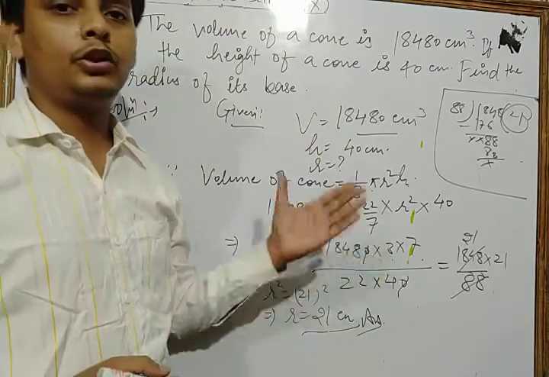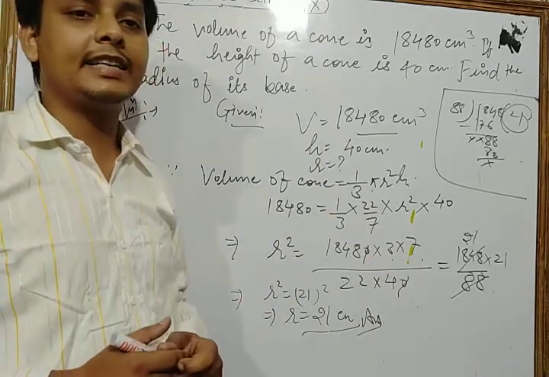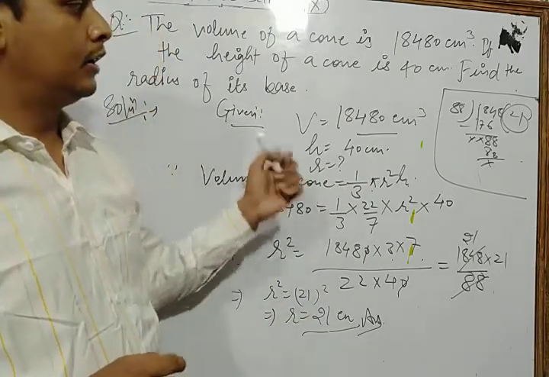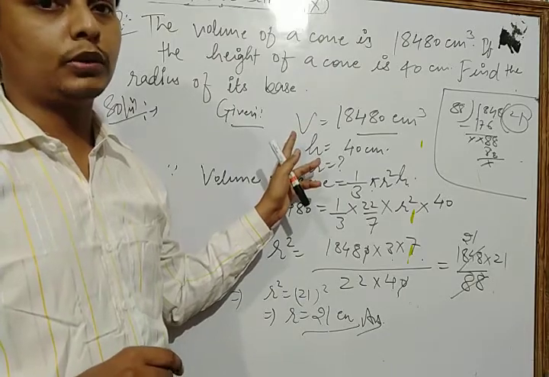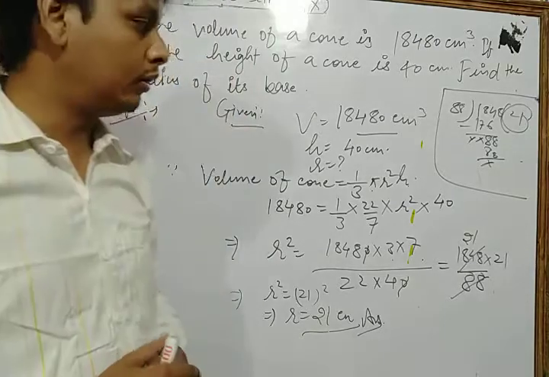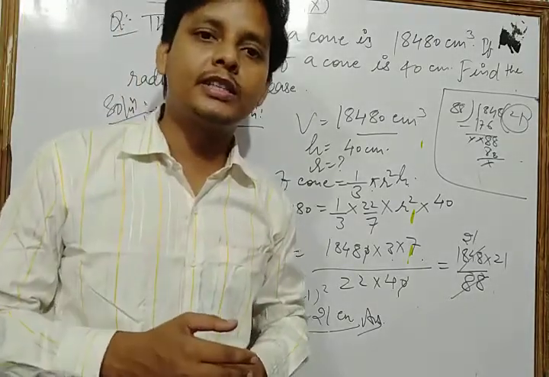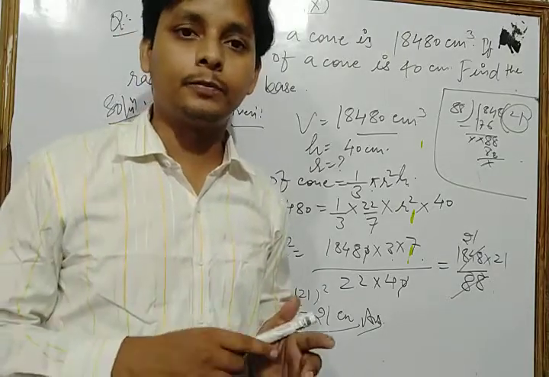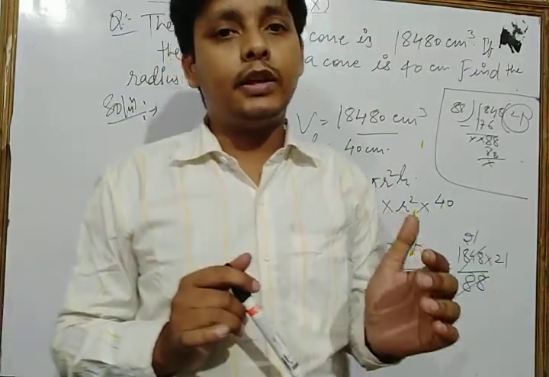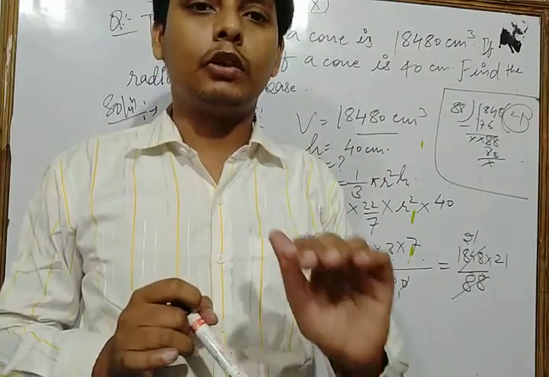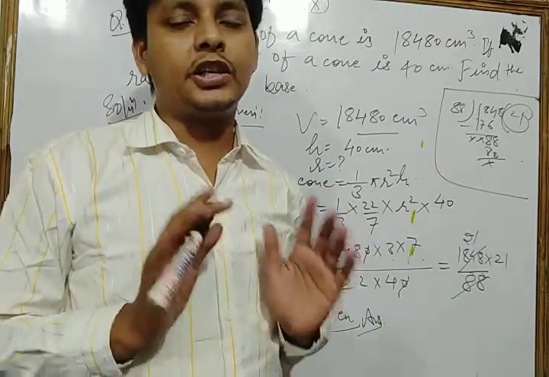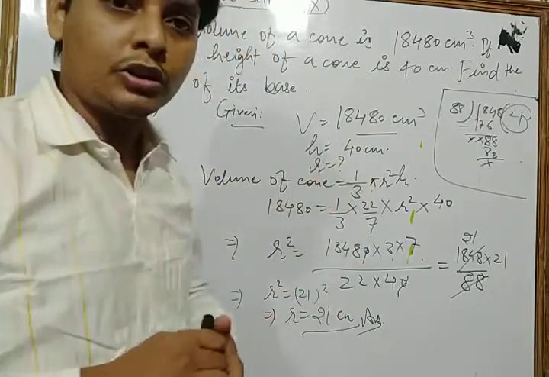So dear students, you can solve all the questions of your NCERT exercise based on volume of the cone in this way. Here we apply the formula for volume of the cone because, according to the question, volume is given. If curved surface area of the cone is given, then we apply the formula for curved surface area. In case the total surface area of the cone is given, then we apply the formula for total surface area of the cone. This is the basic concept of each and every question. Now we take some other questions based on cone.